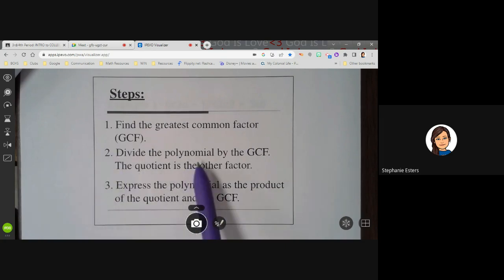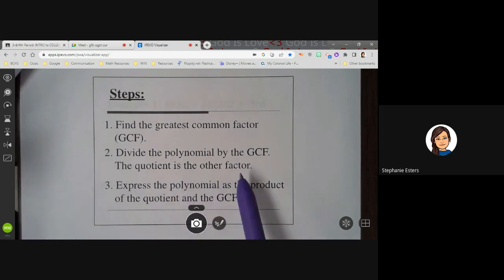Once we do that, we're going to divide the existing polynomial by the GCF. And so that quotient that we get, the answer after we divide, is the second factor. So to write our answer, it's literally the GCF times the quotient that we got after we divided. Once again, I'll show you that once we get to our next example.